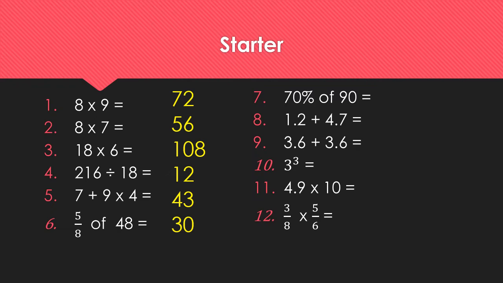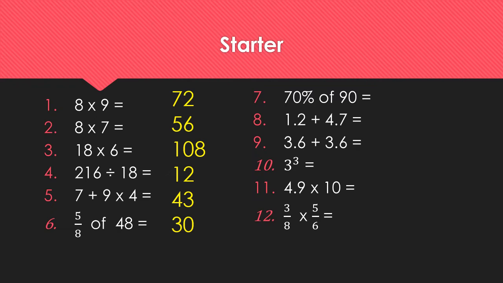5/8 of 48, so we need to do 48 divided by 8. What is 48 divided by 8? That's right, it's 6. And then we multiply it by our numerator. So 6 times 5 equals 30. So our answer is 30.